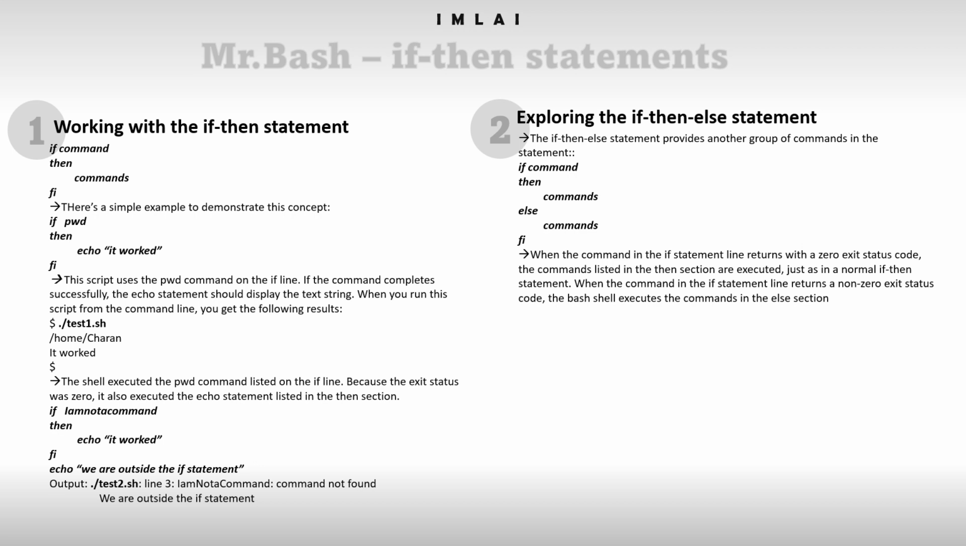What happens if you get a non-zero exit status code? That's my question. That is going to be handled by else. When the command in the if section returns a non-zero exit status code, then the bash shell executes the commands in the else section, and then it will get out of the if then else statement. I hope it's pretty clear for you.